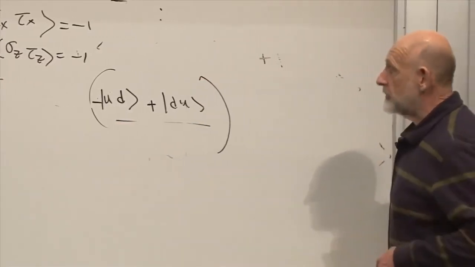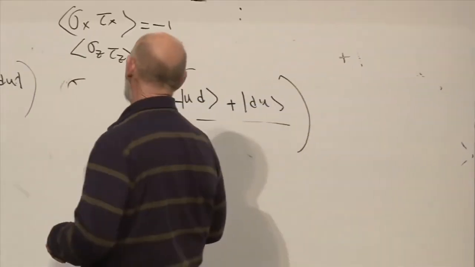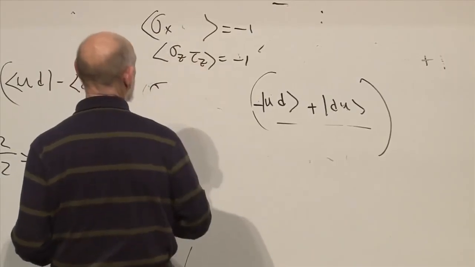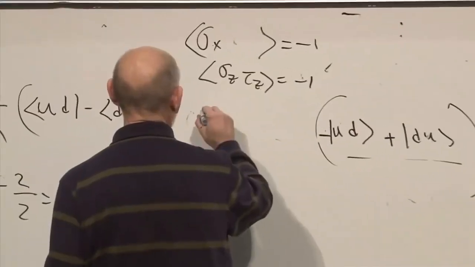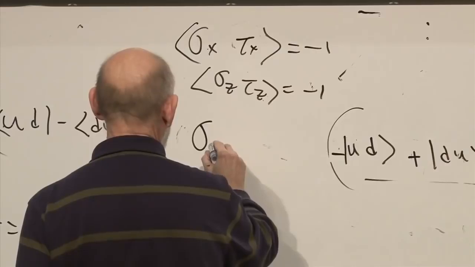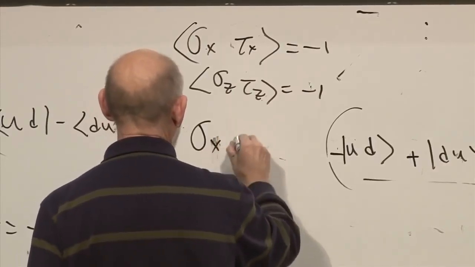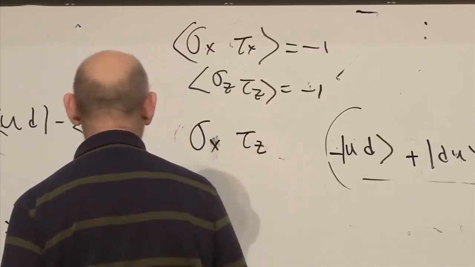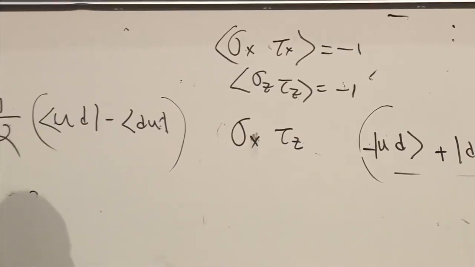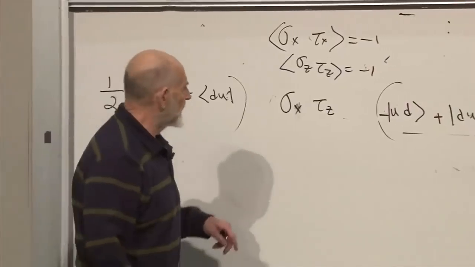Let's do, since I haven't worked it out, and I never worked it out, I'm going to work it out right now. Let's do sigma x times tau z. Sigma x tau x, oops, what did I write here? All right. Let's do sigma x times tau z and see what we get. I don't know the answer, so let's do it. I have a suspicion, okay, we'll find out.